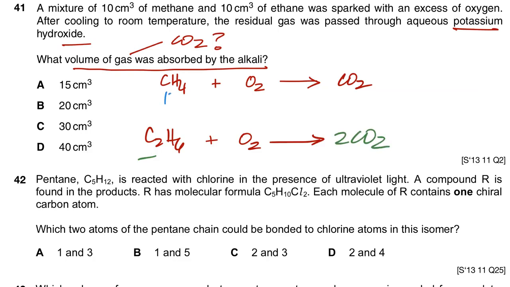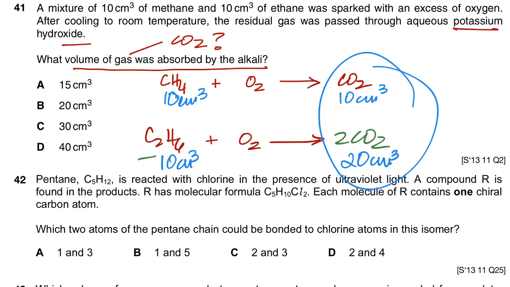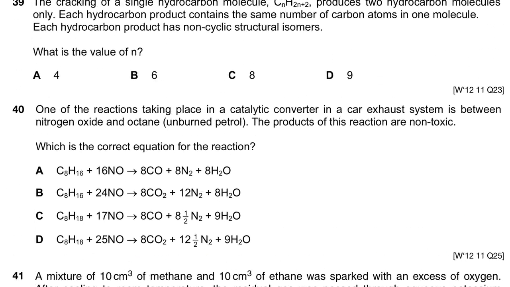So 10, if 1 makes 1, 10 cm cube will make 10 cm cube. And if 1 makes 2, 10 cm cube will make 20 cm cube. Total is 30 cm cube. Hence the answer is Charlie. So you can try question number 40 yourself.